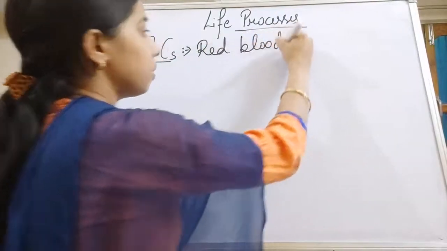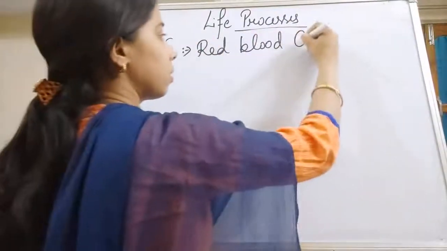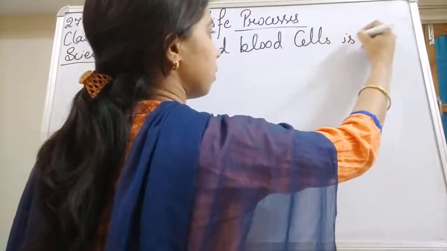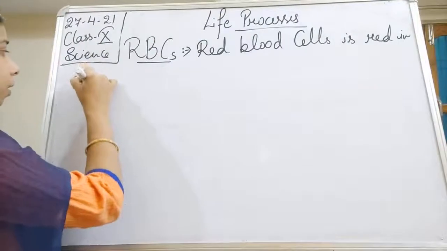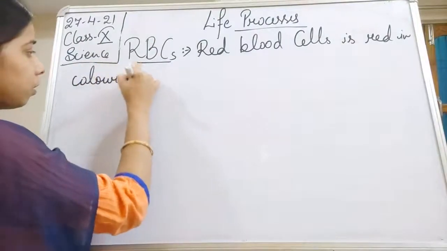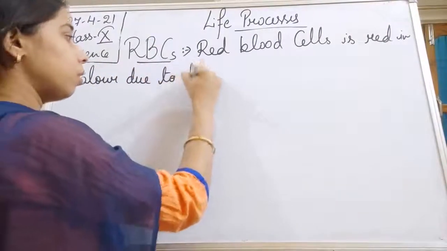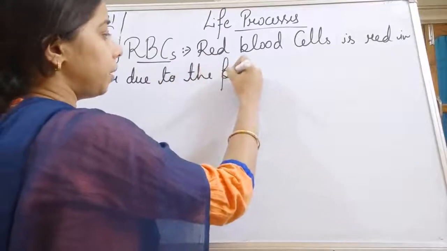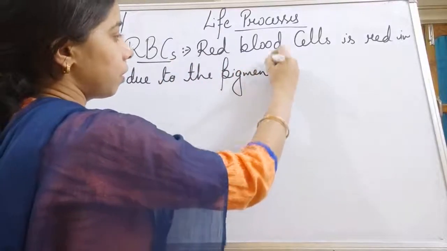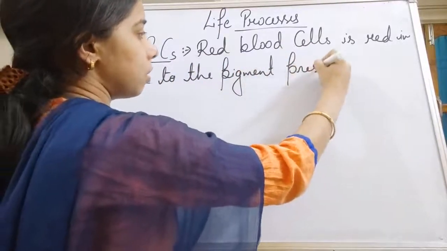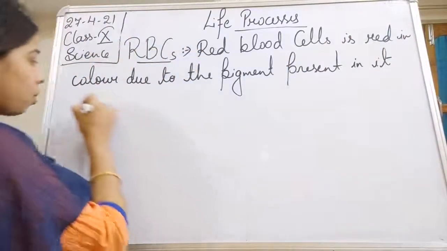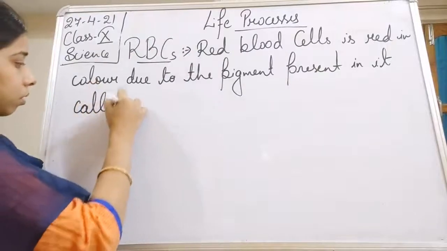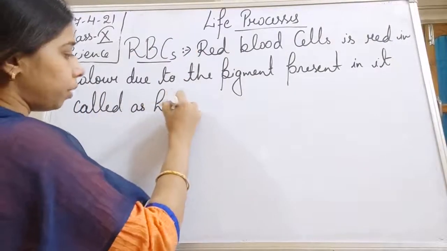So the first point that we will write here: the red blood cell is red in color due to the pigment present in it called hemoglobin.